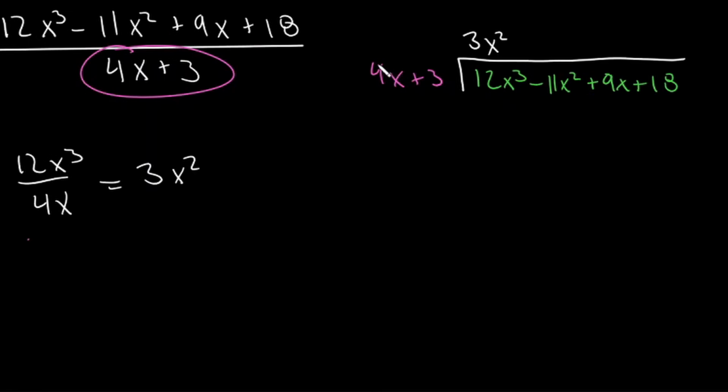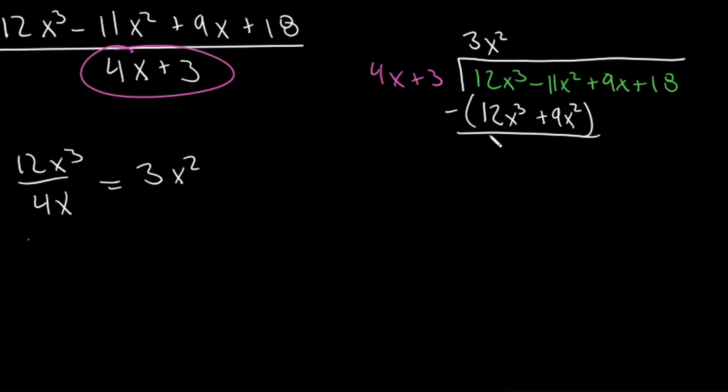And now we need to multiply our divisor, which is 4x plus 3, by 3x squared. So 3x squared times 4x, well, we've already established that. That is going to be 12x cubed. And then 3 times 3x squared, that is going to be 9x squared. So we would add 9x squared here. And now we need to subtract this, just like if we were doing normal long division.